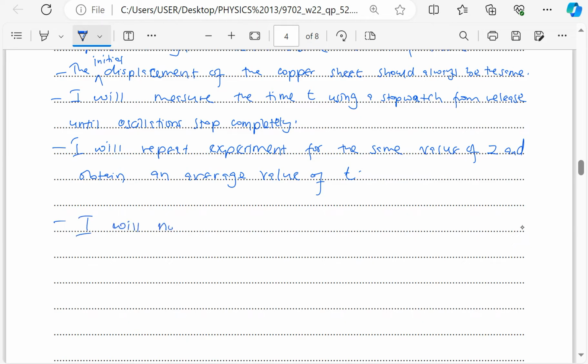I will now repeat the experiment for different values of z until I have 6 sets of results.